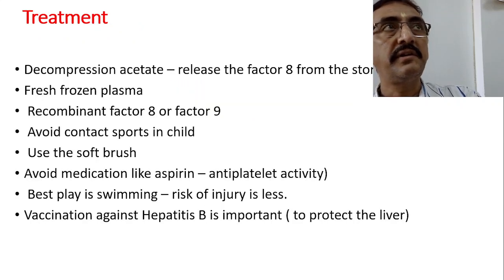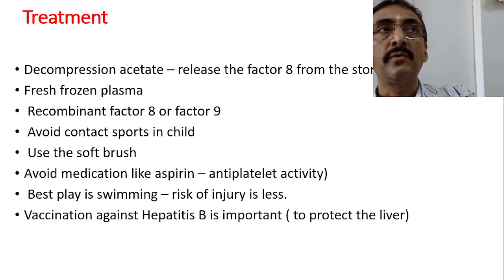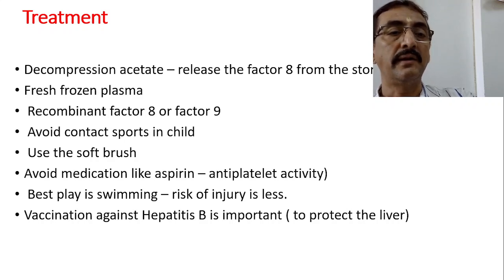Now we look into the treatment. Desmopressin acetate releases factor 8 from the storage. One of the drugs used is desmopressin acetate. It helps to release factor 8 from the storage; if there is a collection of factor 8 in the storage, that will be released into the blood. Then definitely we have to go for fresh frozen plasma. Then we have to supplement the recombinant factor 8 and factor 9.